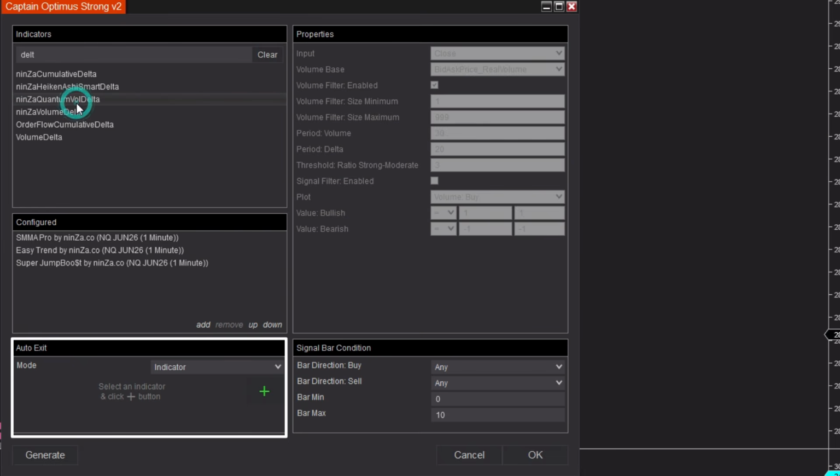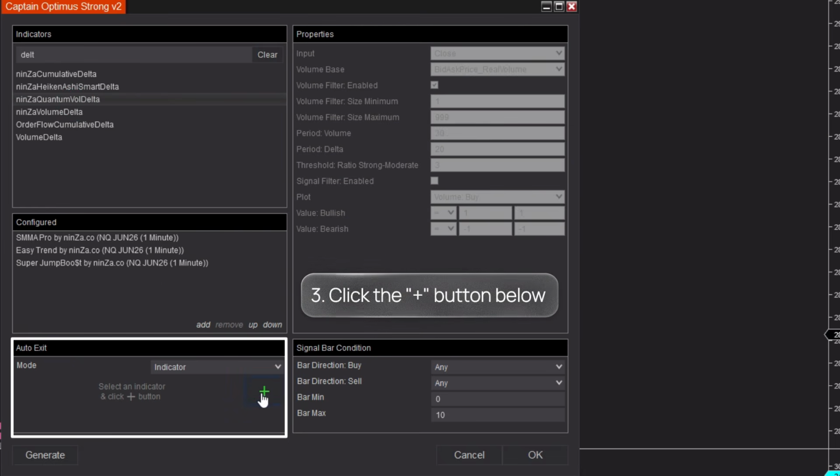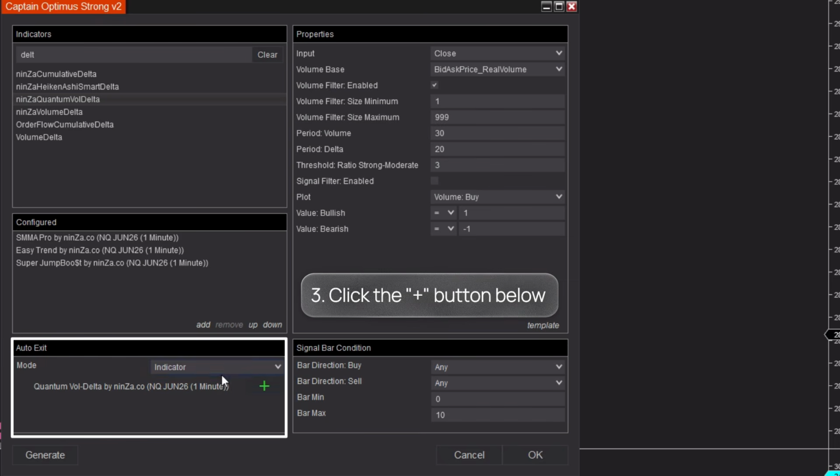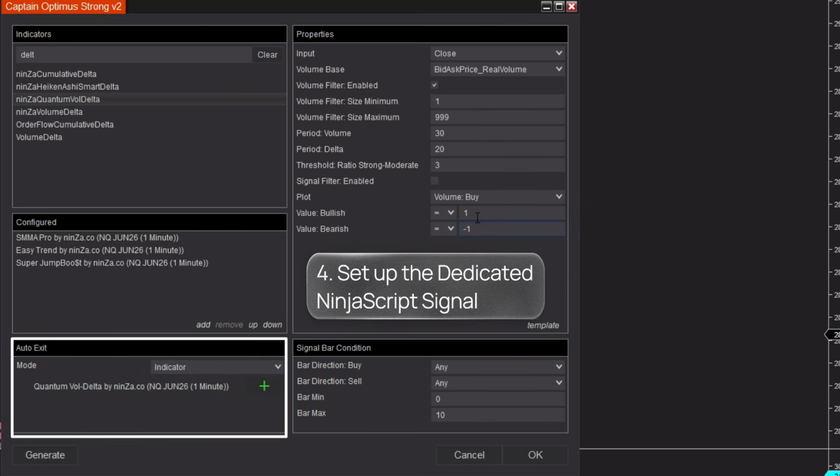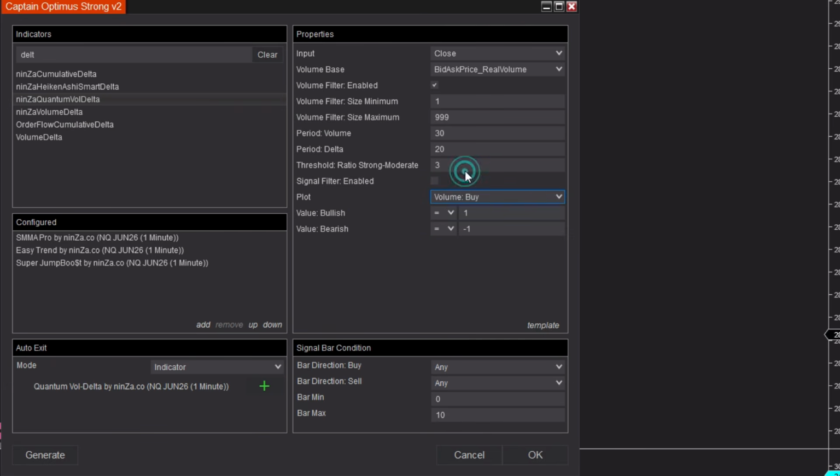indicator section. After selecting the indicator, click the plus button below to add and confirm it as an indicator exit source. Finally, set the correct signal code that corresponds to the signal generated by your selected indicator. This allows Captain Optimus Strong V2 to accurately recognize when an exit condition has been triggered.